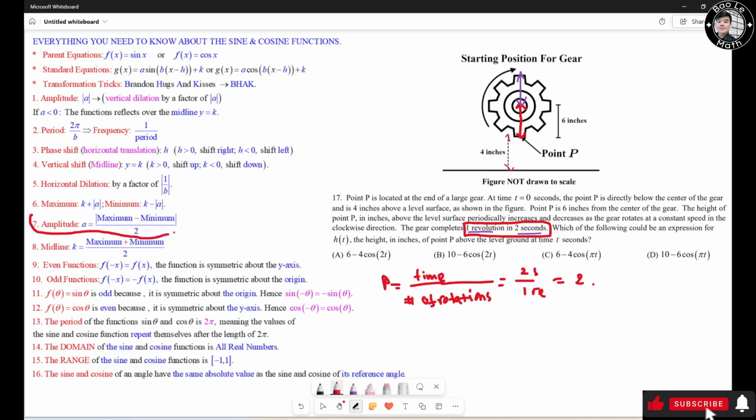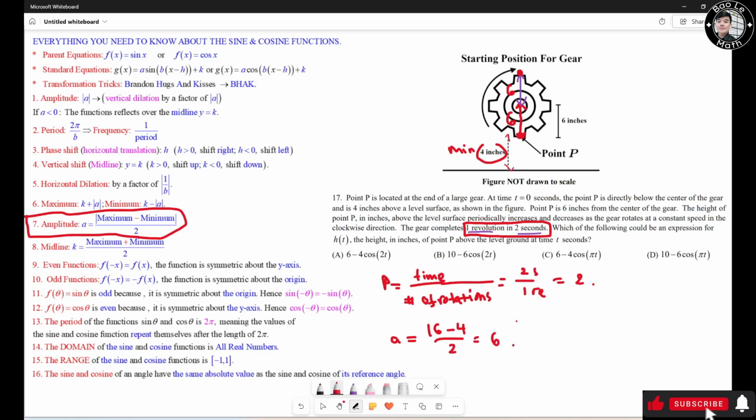Amplitude equals maximum minus minimum divided by 2, right? So A equals maximum, which is going to be right here. Minimum is going to be right here. So minimum is going to be 4 inches. Maximum is going to be 4 plus 12. From here to here, 6. From here to here, 6. So 16 minus 4 divided by 2. So it should be 6.